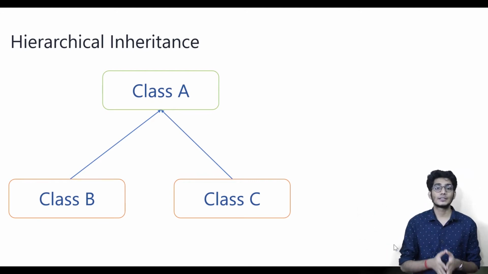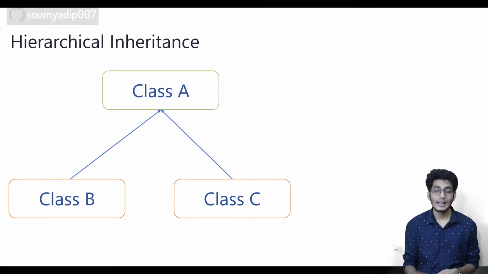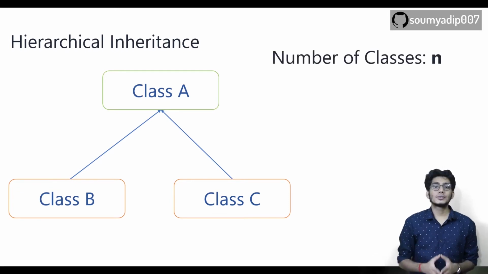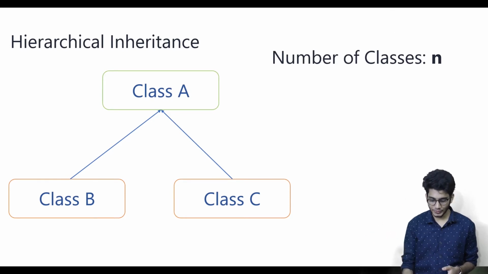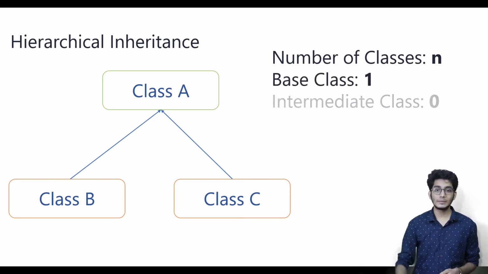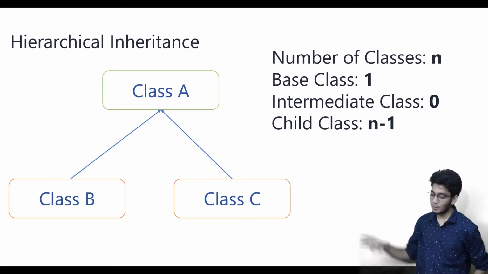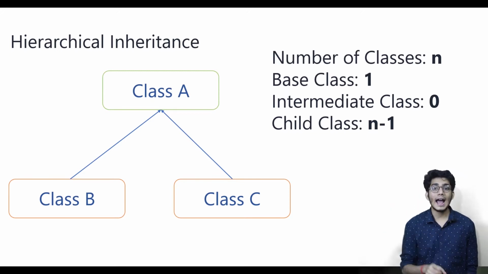In hierarchical inheritance, we have only one parent class, and we will have n-1 child classes. Why am I saying n-1 child classes? As you can see, the number of classes is n. So what is the value of n here? That is 3, n equals 3. Base class is 1, intermediate class is 0, and we have n-1 child classes. What is the value of n? That is 3. So how many child classes will we have? We will have 3 minus 1, that is 2 child classes.